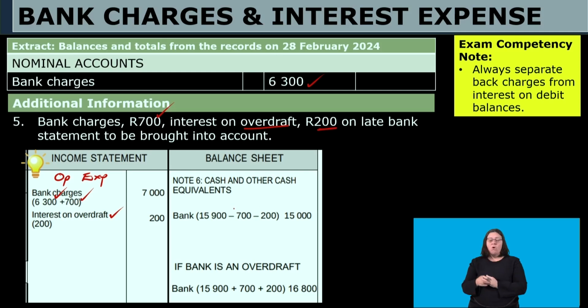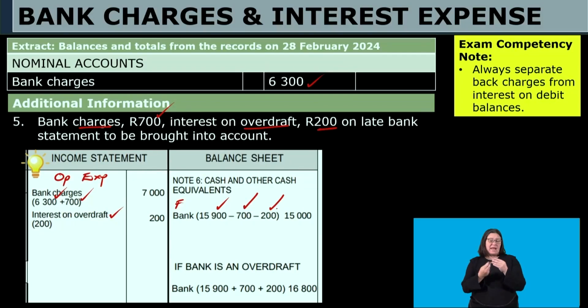So we will see if we have a positive bank balance, how do these charges affect the positive bank balance? If we have a positive bank balance, there is a favorable bank balance, debit balance on the bank account. We have 15,900. So we will come, then we'll subtract our bank charges of 700 because it's going to take away from our favorable bank balance. Then we also subtract interest on overdraft. We subtract it as well. But if the bank balance is already an overdraft, what do you do then?